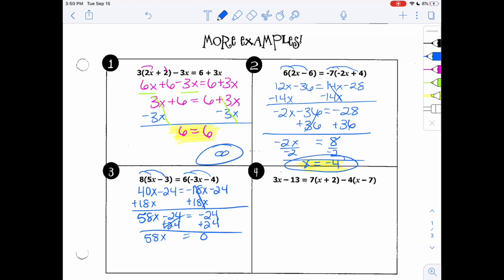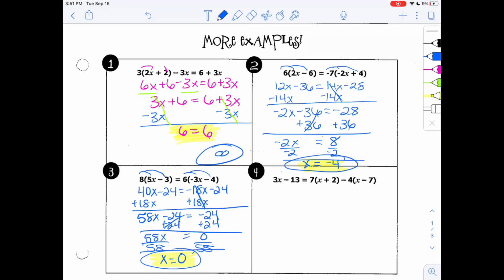So you might be tempted here, when you have negative 24 plus 24, to mark those out, because that's what we did on the left side. But remember, with an equation, you have to have something almost like a placeholder on both sides of the equation. You can't leave one side blank. So we must put a 0 on the right side. Next, I'm going to divide both sides by 58, which will result in x equals 0. 0 divided by 58 is 0. This equation has one solution: x equals 0.